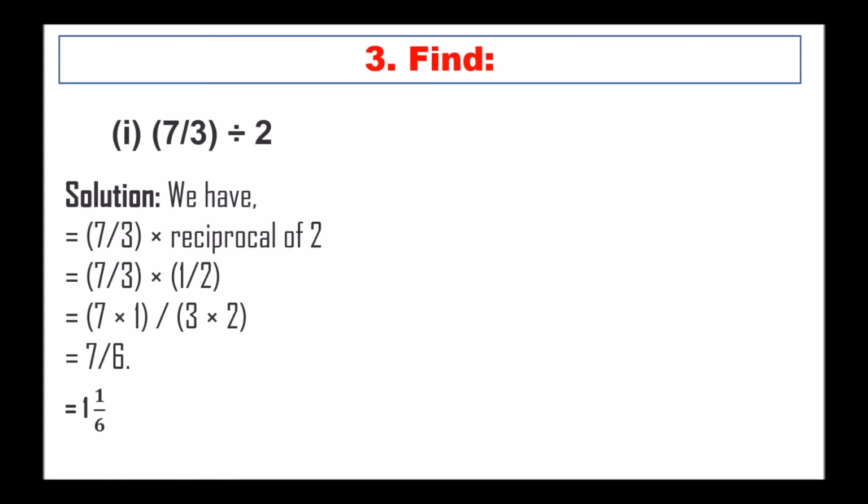The third question is find 7 upon 3 divided by 2. We have 7 upon 3 into reciprocal of 2. So 7 upon 3 into 1 upon 2. We will multiply the numerators first, that is 7 and 1, and then we will multiply the denominators. So 7 into 1 divided by 3 into 2. So 7 into 1 is 7 and 3 into 2 is 6. 7 upon 6. We can convert that into mixed fraction, that is 1 and 1 upon 6.